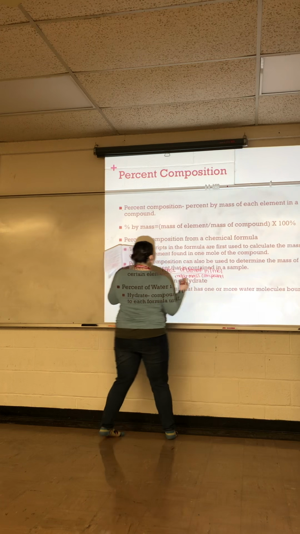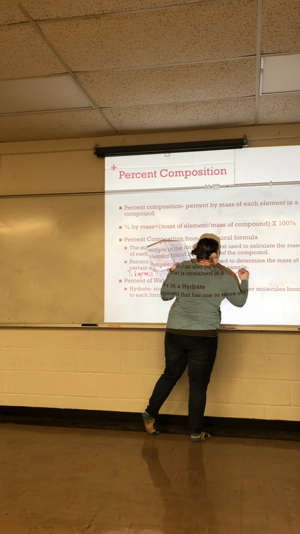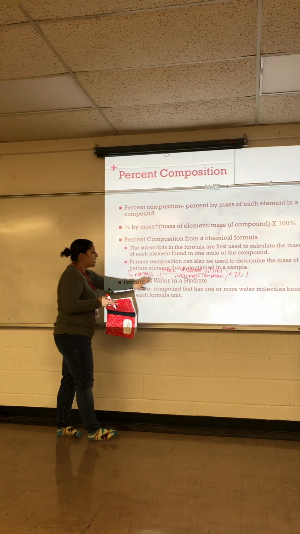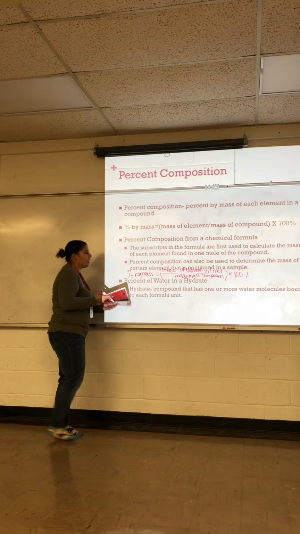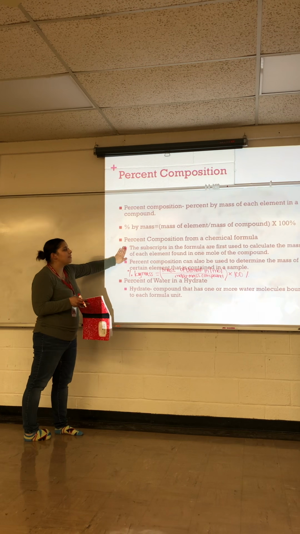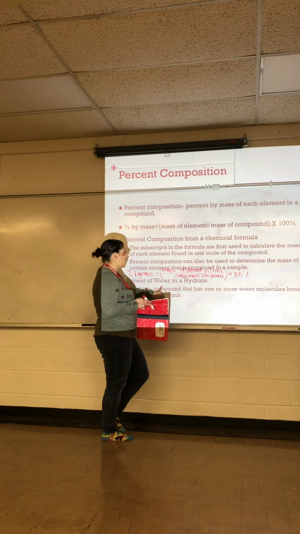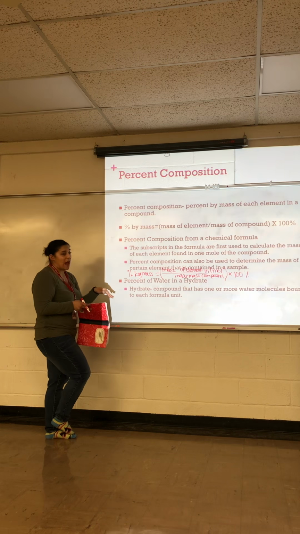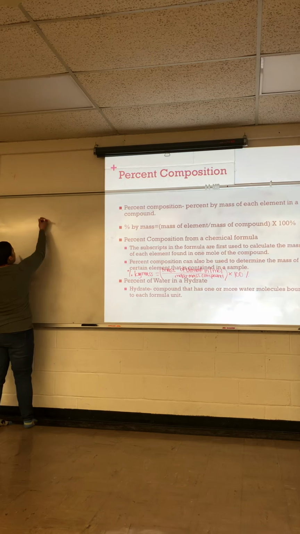So make sure you're adding this in your notes, times 100%. So percent by mass equals the mass of an element in 1 mole divided by the molar mass of the compound, times 100%. And this is how we're going to find the percent composition from a chemical formula. So we're going to have to do some conversions. We're going to have to convert from grams to mole, and we're going to have to find the molar mass of the compound. So I'm going to give you an example of that.